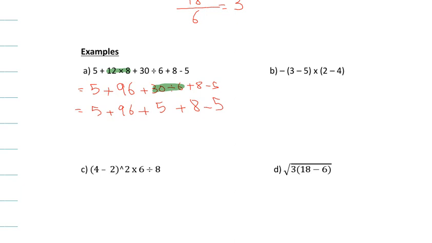So I can go 5 plus 9 is 6, plus 5 plus 8 minus 5. Should be 109, is it? One and nine. All right. Let's try the next one.